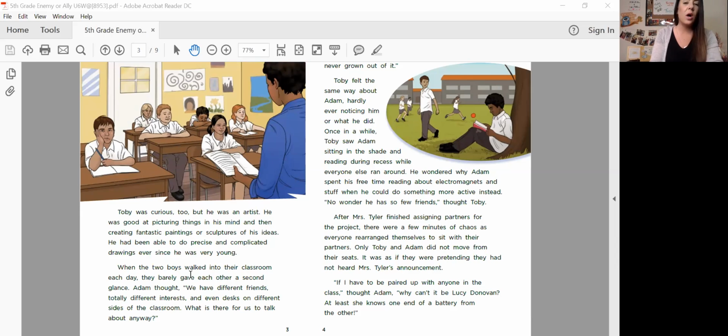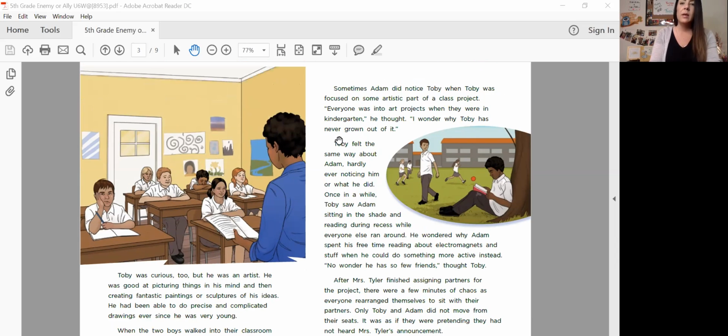When the 2 boys walked into their classroom each day, they barely gave each other a second glance. Adam thought, we have different friends, totally different interests, and even desks on different sides of the classroom. What is there for us to talk about anyway? Sometimes Adam did notice Toby when Toby was focused on some artistic part of a class project. Everyone was into art projects when they were in kindergarten, he thought. I wonder why Toby has never grown out of it.